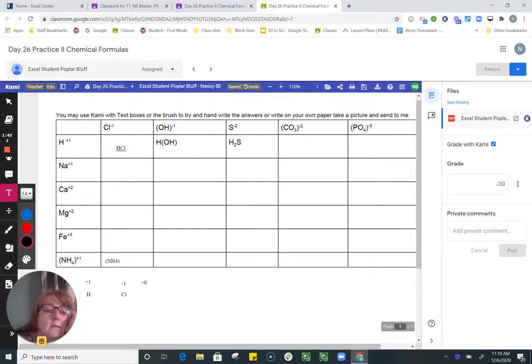Calcium, on the other hand, is a plus two and chlorine's a negative one. So if I do calcium with a plus two charge, and I do chlorine with a negative one charge, this does not equal zero. Plus two is like you have $2, you owe $1, you're still $1 to the good. So that does not equal zero.